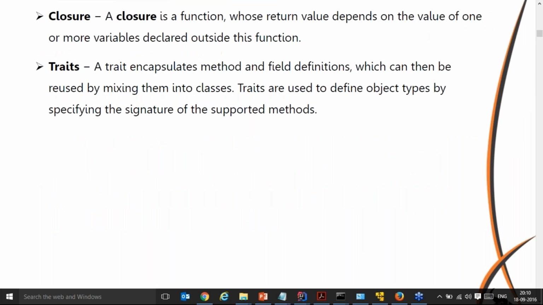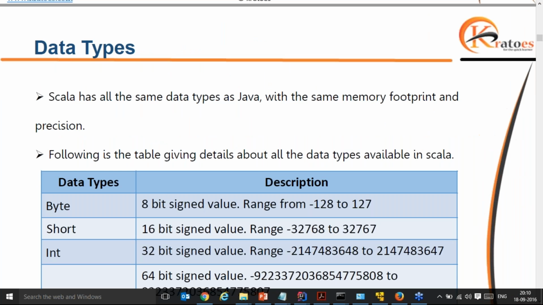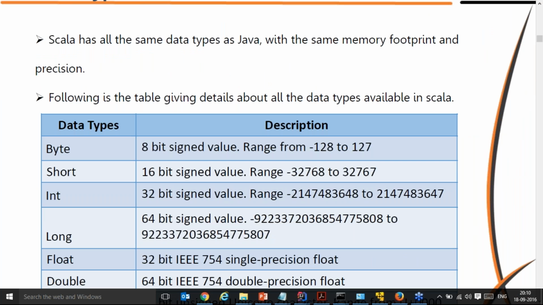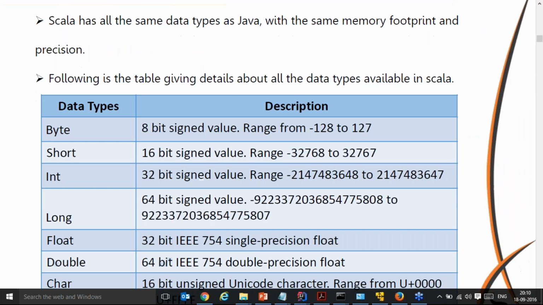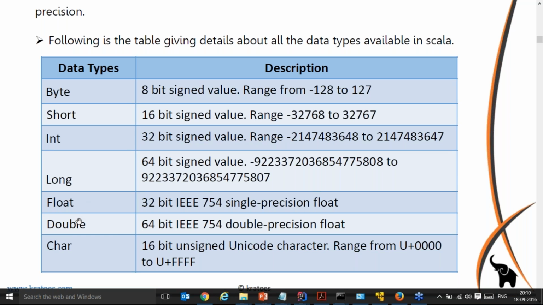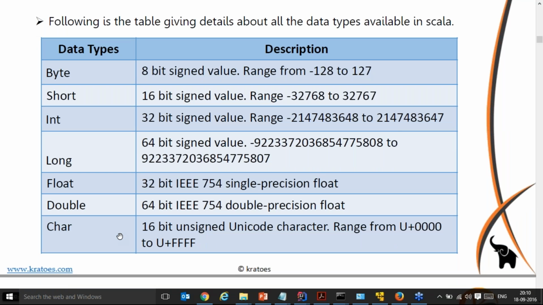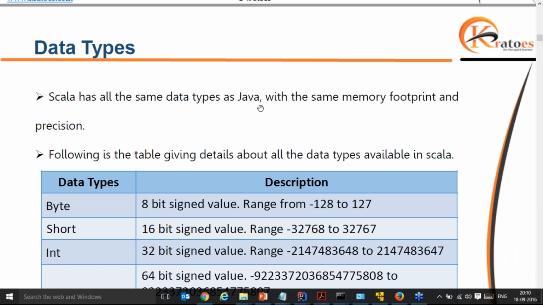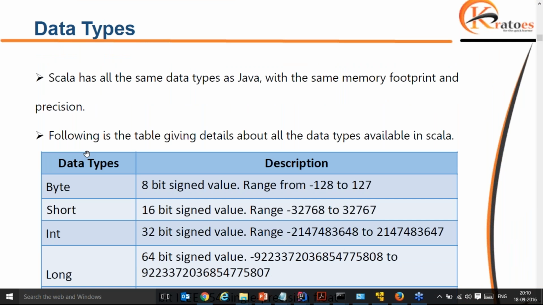Data types. We have already seen the declaration and what the data types are. We have seen int, double, char, string, all those. It is pretty much the same thing. Scala has all the same data types as Java, with the same memory footprint and precision. Following is the table giving details.